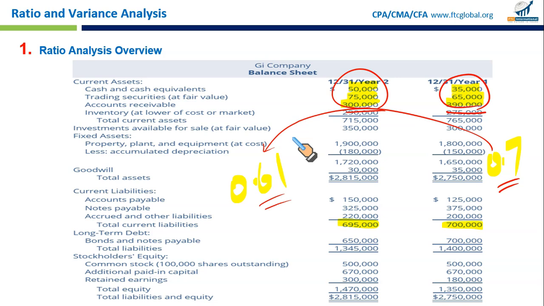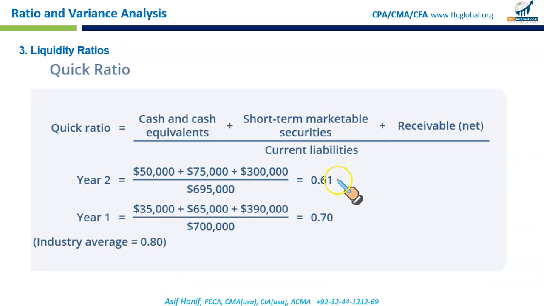Quick ratio is also called the acid test ratio. So clearly our ratio has deteriorated over the year, and it is still far behind the industry average. So it means our liquidity as calculated under the quick ratio and the current ratio, they are both not encouraging.